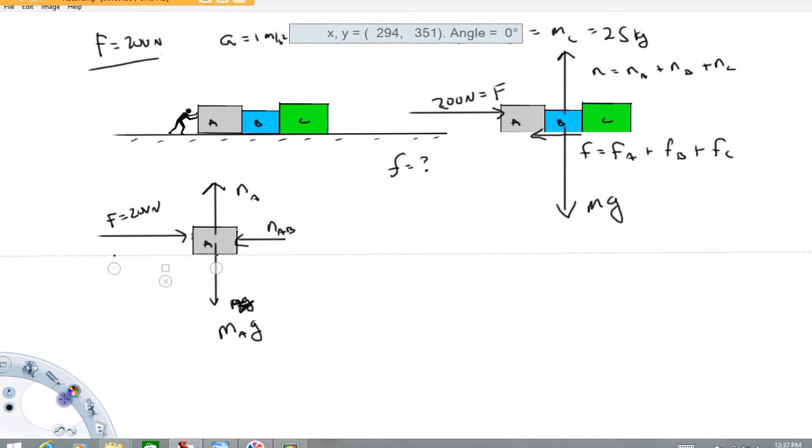left. Oops. And that frictional force is the frictional force acting only on A. And I think that's pretty well good enough for that free body. I'm going to go ahead and draw one more.